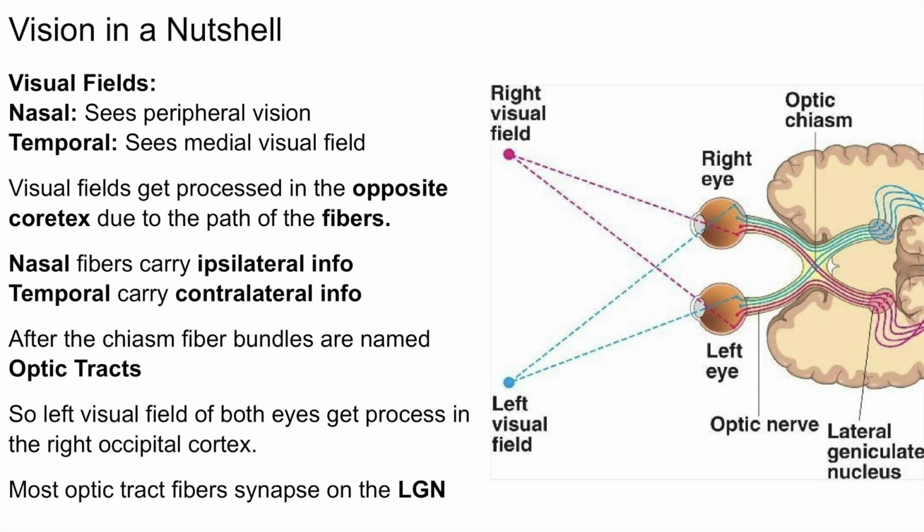A lesion after the chiasm will only affect one visual field, right? Because then those optic tracts are only carrying one visual field. Your left optic tract is carrying your right visual field, and your right optic tract is carrying your left visual field, okay? So if you have a lesion after that chiasm, it will cause contralateral homonymous hemianopia, okay? So it's pretty simple when you break it down, but it's easy to get mixed up. But just remember that nasal fibers are the ones that cross, temporal fibers do not, and each hemisphere processes the opposite visual field.